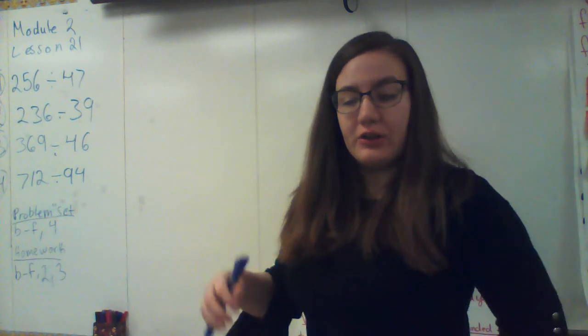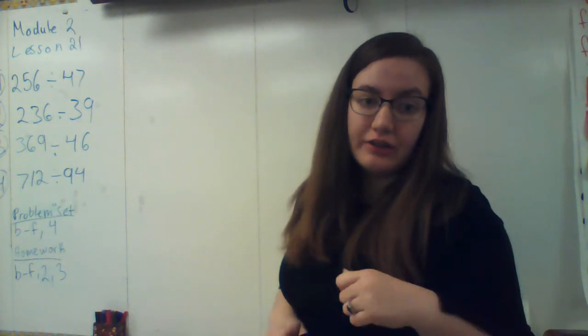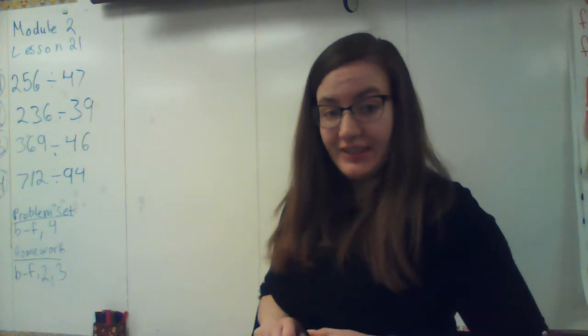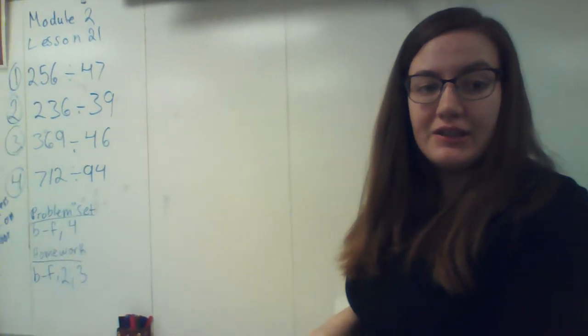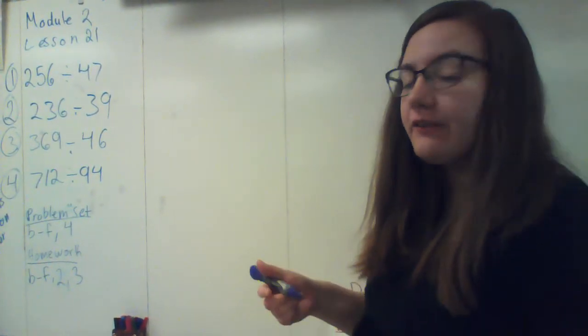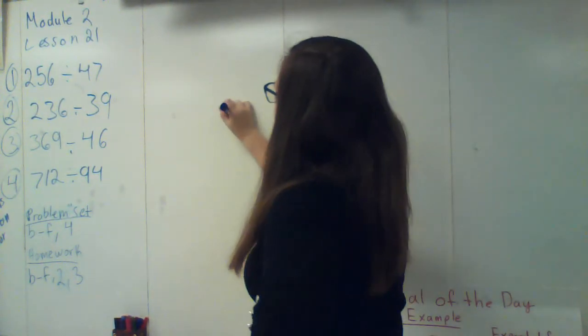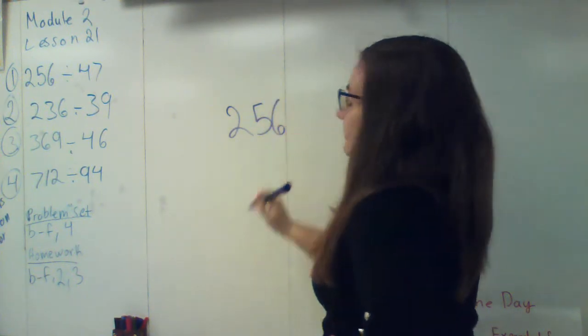So just making sure that you're keeping track of what you're doing. But I think you'll do really well because all of our lesson 20 exit tickets were fantastic. So let's go ahead and get started with this first one. So we have 256 divided by 47. So go ahead, make sure you set up this problem correctly.